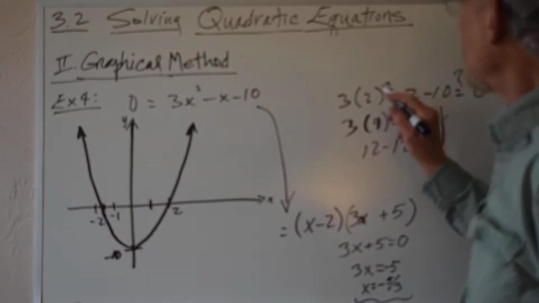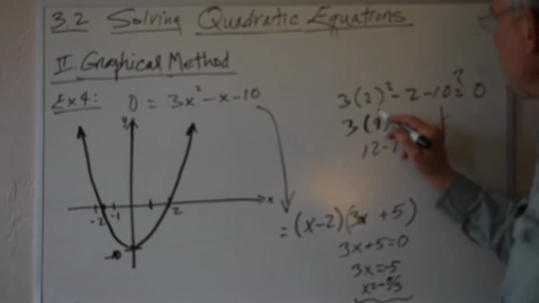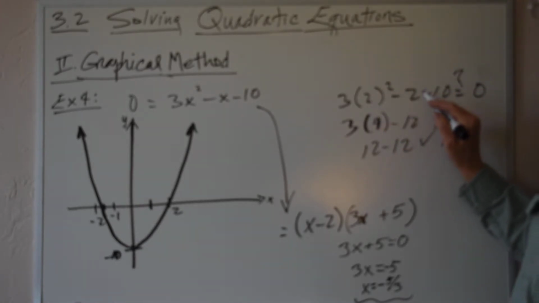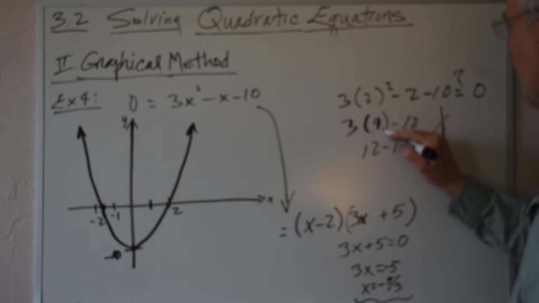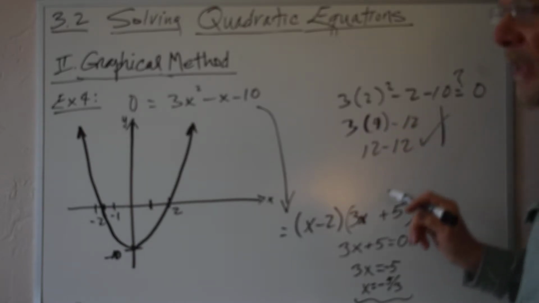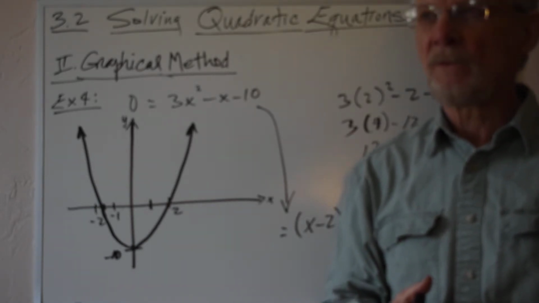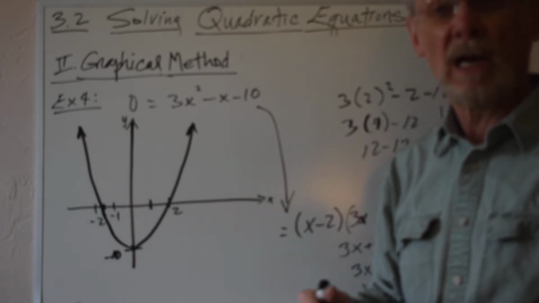So let's plug 2 into the original equation and see what we get. I put 2 in here in place of x, calculate on the left side, and sure enough, 12 minus 12, 0. It checks out. So I know that 2 is one of my roots to this equation. I'm halfway home. I have to find the other one.